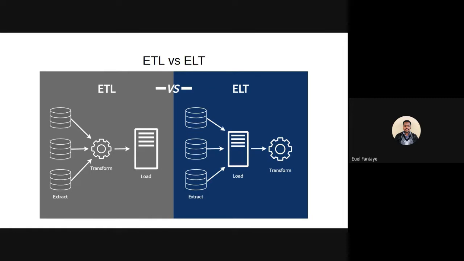But these days, large-scale data warehouses like Snowflake, Amazon Redshift, and BigQuery have become cheaper, so you can first extract your raw data and just load it into your data warehouse, and then for different uses you can transform it for different outputs. So this is basically what the ETL and ELT versions of data pipelines mean.